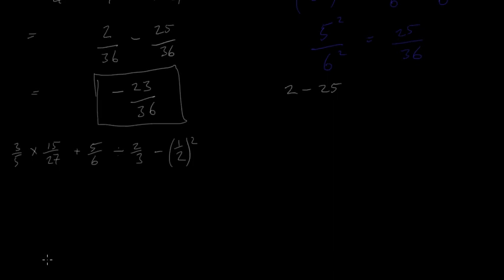Now we've got to do BIMDAS again, so we've got to do brackets. There are brackets here, but nothing we can do. So we're going to do powers. Powers is next, so I'm going to square this here. That's all I'm going to do on the next line, so I'm going to do nothing else. So 3 over 5 times 15 over 27 plus 5 over 6 divided by 2 over 3. I've done nothing with any of these, so I'm just going to write them down again.